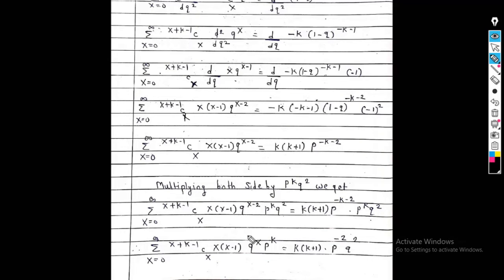Multiplying both sides by p raised to k q square, we get summation x is equal to 0 to infinity (x plus k minus 1)Cx into x into (x minus 1) q raised to x minus 2 into p raised to k q square is equal to k into (k plus 1) p raised to minus k minus 2 into p raised to k q square. So summation (x plus k minus 1)Cx into x into (x minus 1), q raised to x minus 2 plus 2, so plus 2 minus 2 get cancelled, remains q raised to x only into p raised to k.